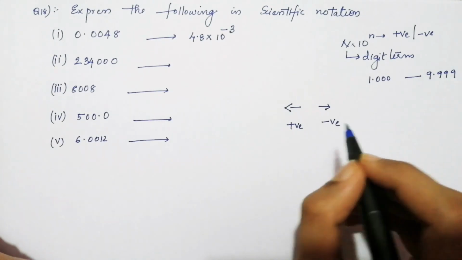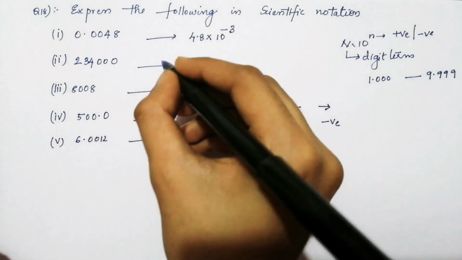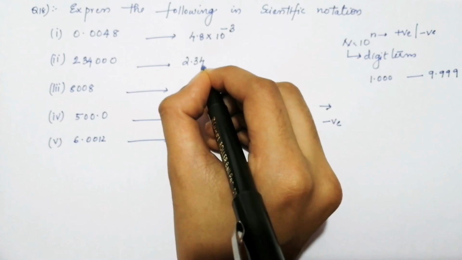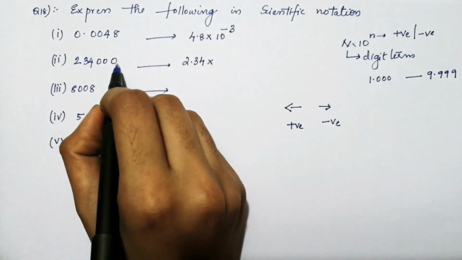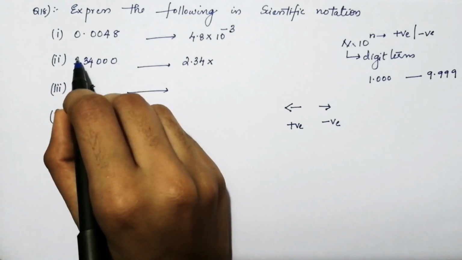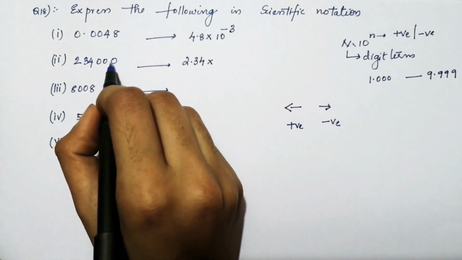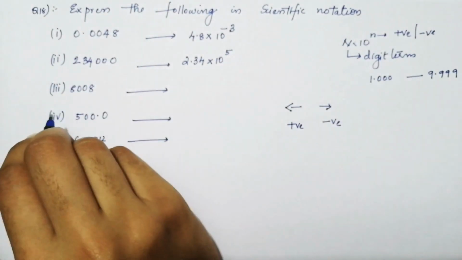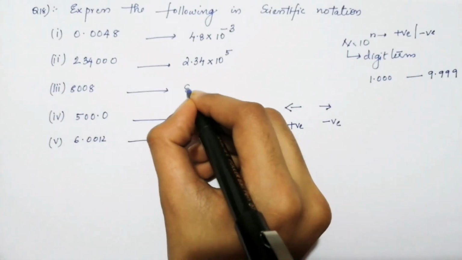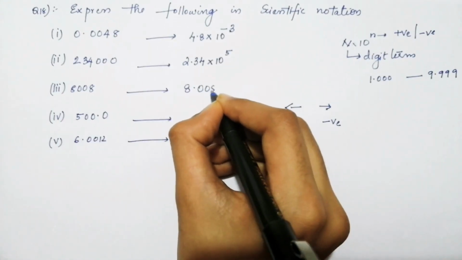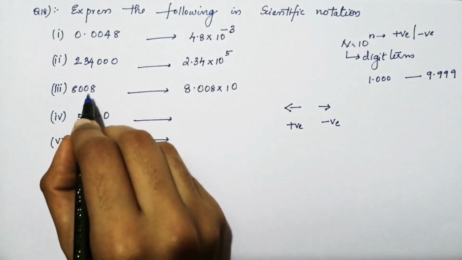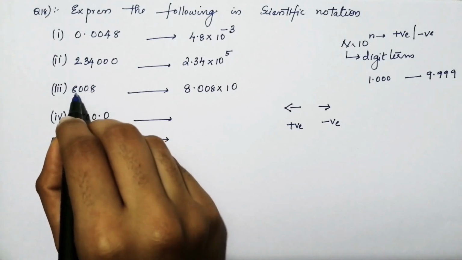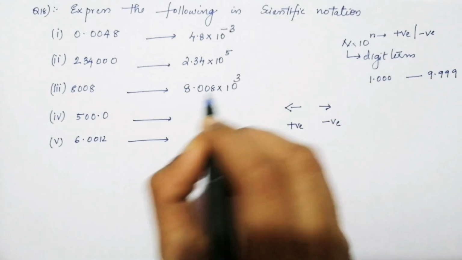To understand this more clearly, let us do more problems. Next question. Here we can write the digit term as 2.34 into, here we have the decimal point over here, so we are shifting it towards the left side. So we have a positive exponent and we are shifting 1, 2, 3, 4, 5 places. So we can write it as 10 power 5. And in the third question, we can write the digit term as 8.008 into 10 power. Again, we are shifting the decimal towards the left side, so we have a positive exponent and we are shifting 1, 2, 3 places. So we have 10 power 3.